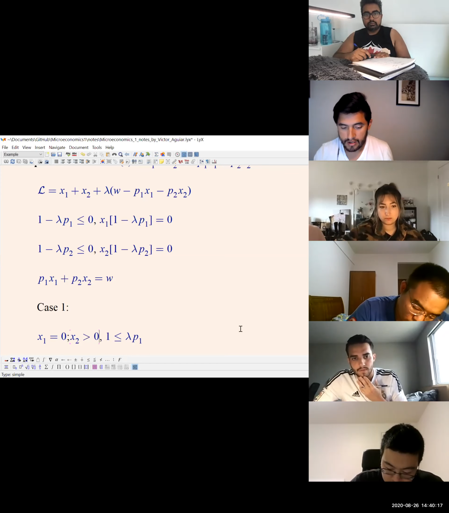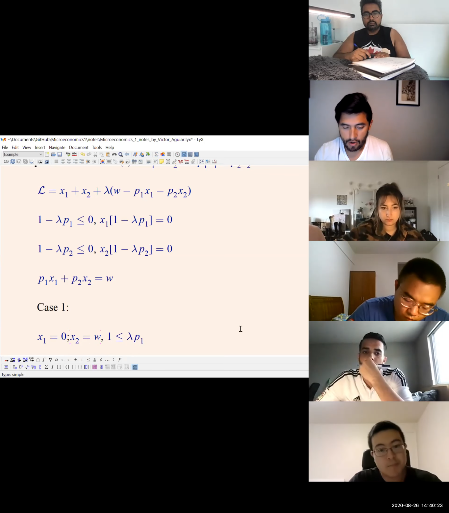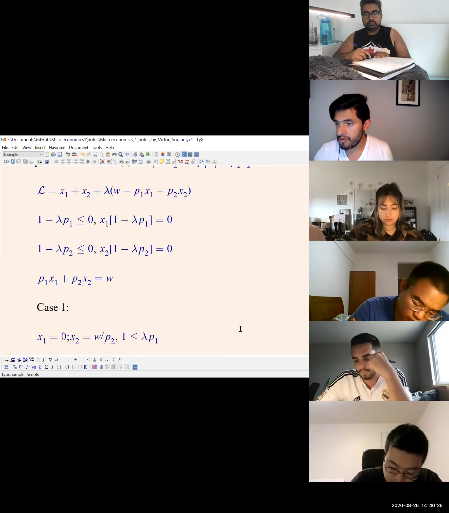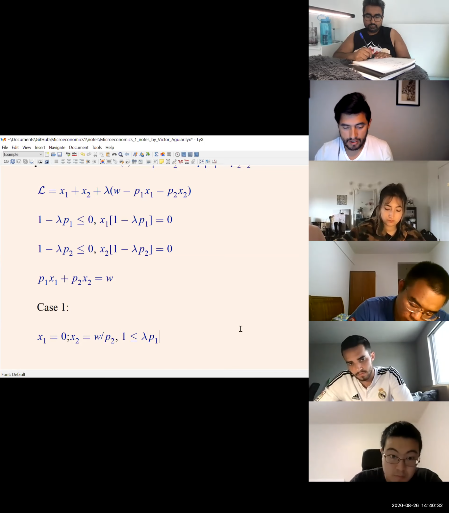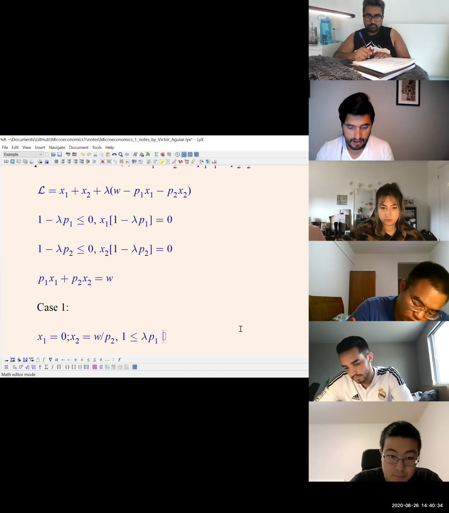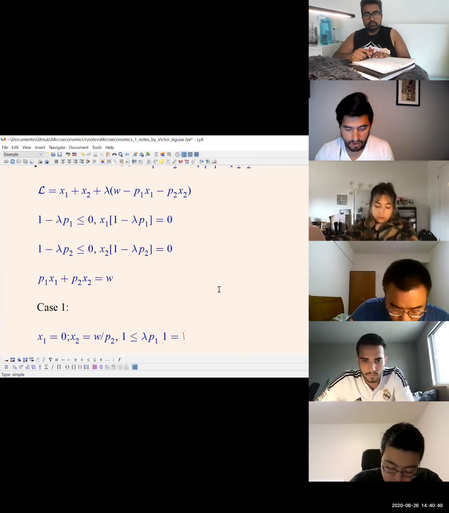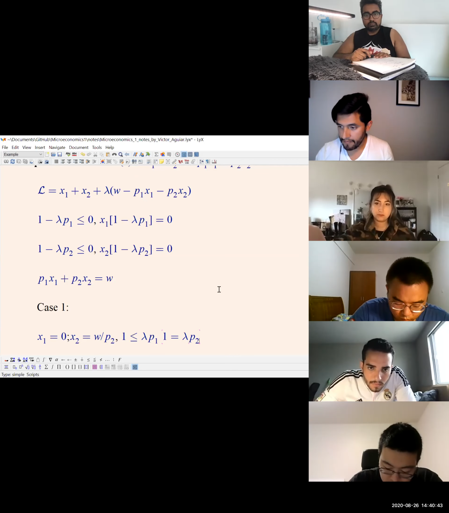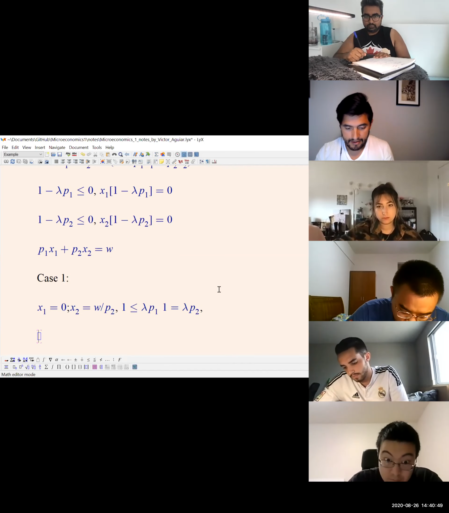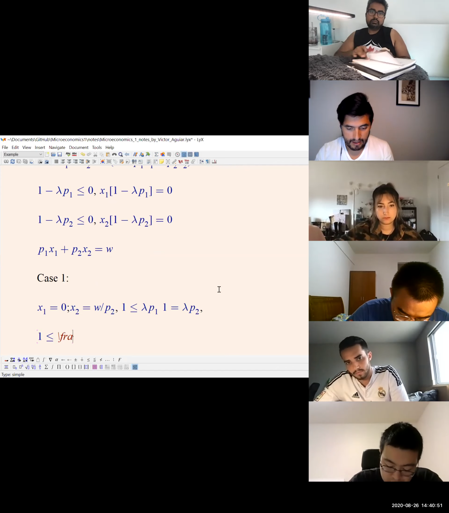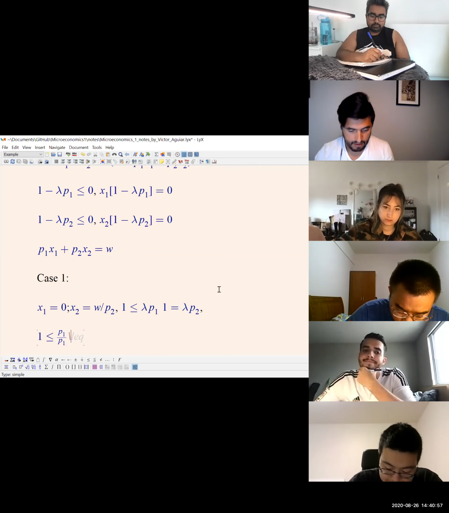So this has to be strictly greater than 0. And in fact, the whole budget set goes to this person, so x2 is w over p2, because of the budget line. Then I only have this object here. Because x2 is positive, it means that 1 is equal to lambda p2. And now, by replacing lambda there, this has to mean that 1 is less than or equal to p1 over p2.